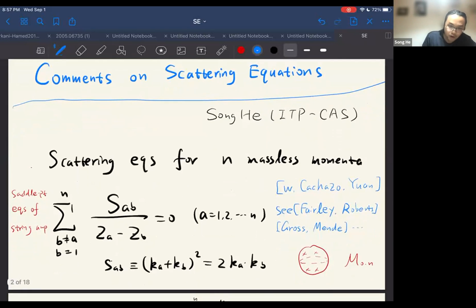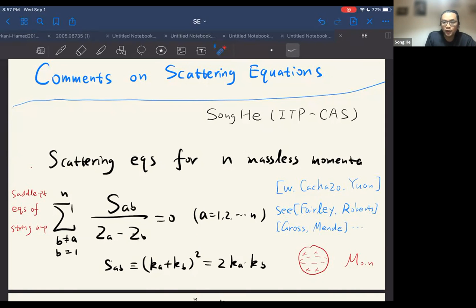This is the scattering equation that I'm going to talk about, for n massless momenta k1 through kn. What appear in the scattering equations are the Mandelstam variables (k_a + k_b)^2, or the Lorentz product k_a dot k_b. These are equations for all the n punctures z1 through zn on a Riemann sphere, or M_{0,n}. So you provide any kinematic point, and you want to solve these n equations for these n punctures.